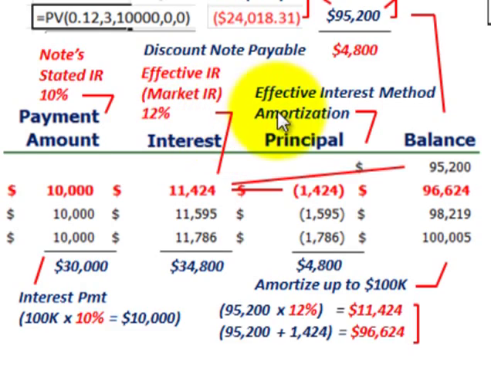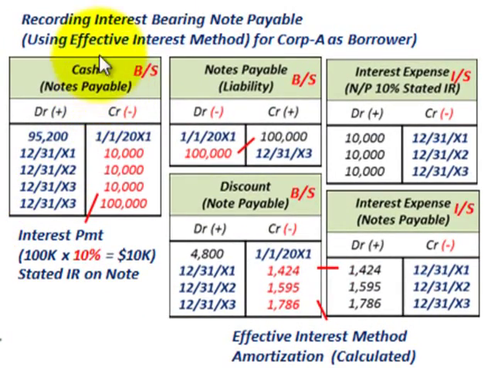So now let's go up and look at how we'd record this. Okay, so recording the interest-bearing note payable using this effective interest method for Corporation A as the borrower. That's what we're going to look at here. I've got the asset accounts shown as our cash account, and then our liability accounts I've set up as notes payable, and then we're going to be looking at this discount on the notes payable, and then on our income statement we're going to have it separated out as the interest expense for the cash payments plus the interest expense that we're amortizing for that extra interest amount.